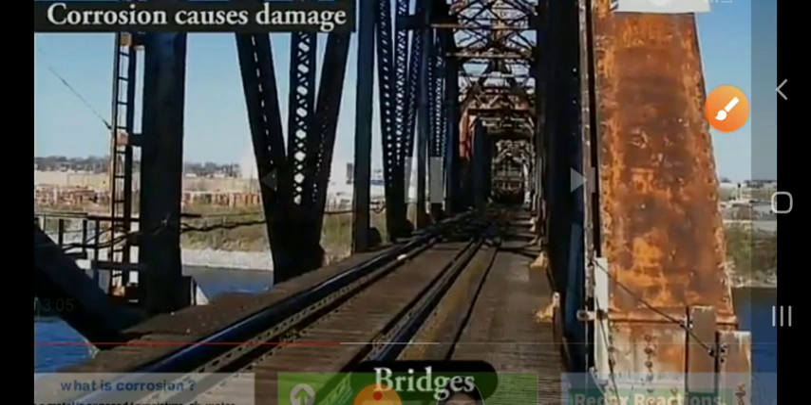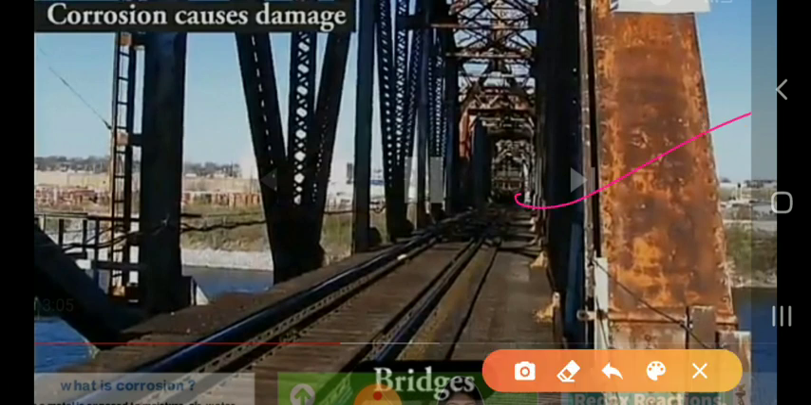Then here we can see on the bridges also so much corrosion is there. You can see here, children, how much corrosion is there. Due to that, slowly the bridge gets damaged, and sometimes it may get completely damaged also. So let us start with our chapter explanation, content explanation.